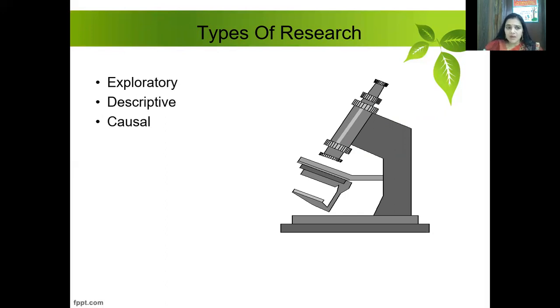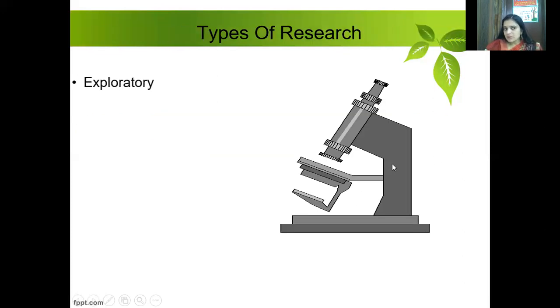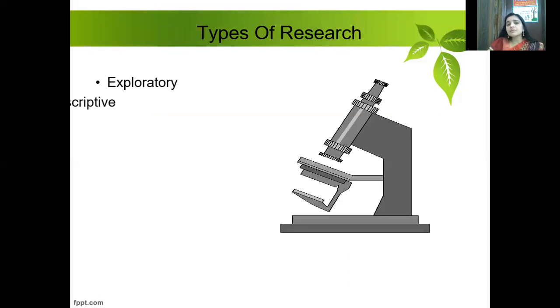Exploratory, descriptive, and causal. Exploratory research means you are at the stage of absolute ambiguity. At the time of absolute ambiguity, you will be going for exploratory research, because you need to explore what kind of problem there might be in the company or something like that. But when you know certain information, when you are not at the absolute ambiguity stage, but you know a few things and you are not completely certain, you are just uncertain about a few things, then you can go for descriptive research.